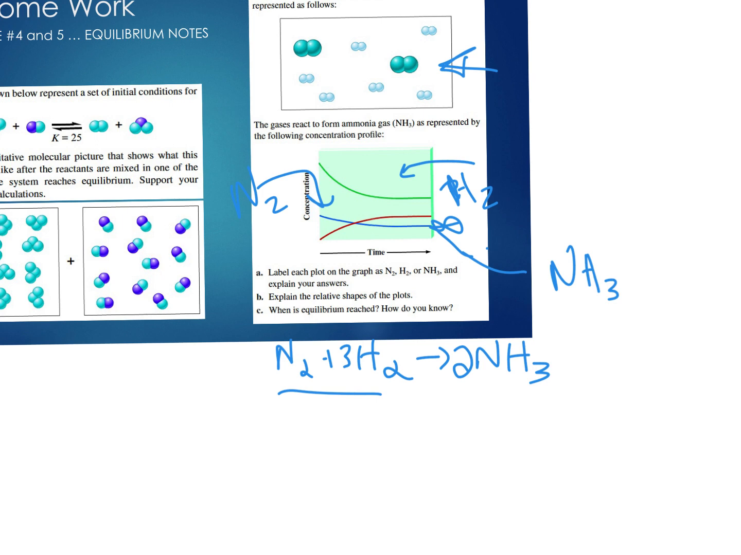Relative shapes of the plots, again, are based on the stoichiometry that we have down here. So again, the H2 goes down 3 times as fast as the N2, and the NH3 goes up twice as fast as the N2 goes down. When is equilibrium reached? Again, we know that equilibrium is reached when the rate of the forward and the reverse are the same, which leaves our concentration of each thing the same. And so where I just drew that blue line roughly, and probably a little bit to the right of that, is where you end up with equilibrium.